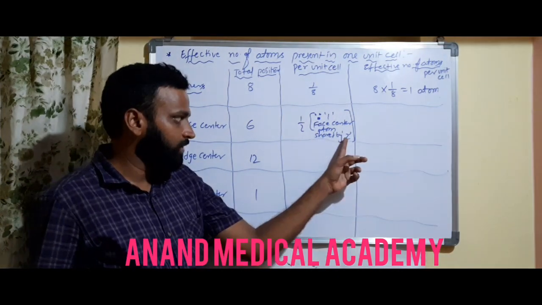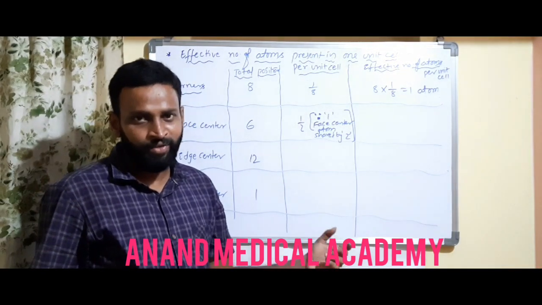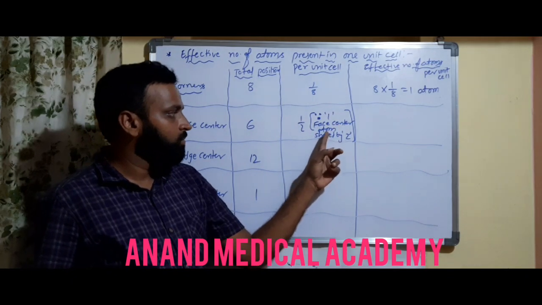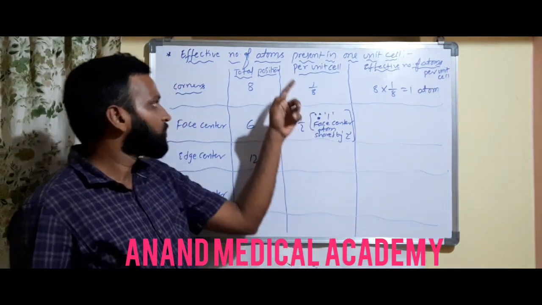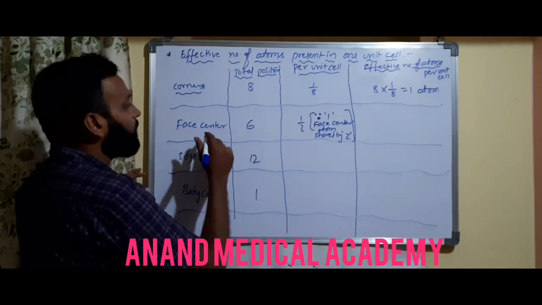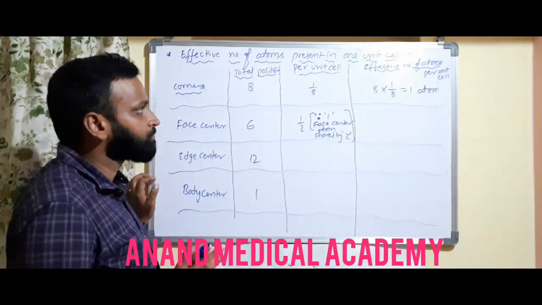I don't have space, that's why I did not write "2 unit cells" here. Otherwise, don't think I don't know the spelling of unit cell. One face center atom is shared by 2 unit cells. So per unit cell, what is the contribution? 1 by 2.